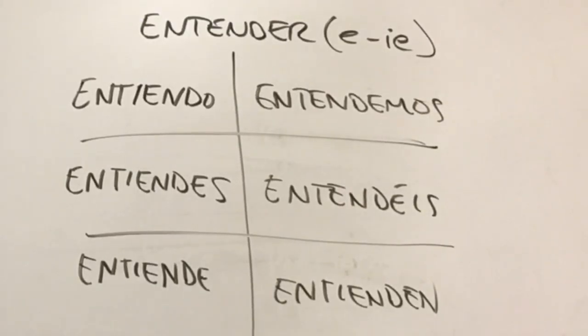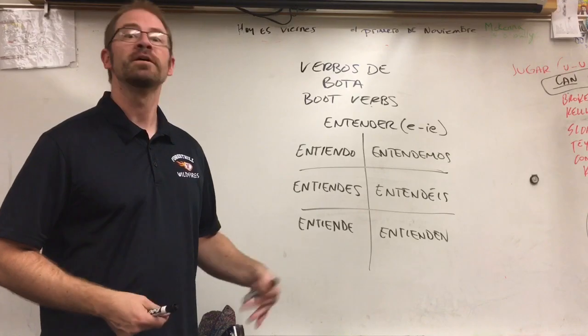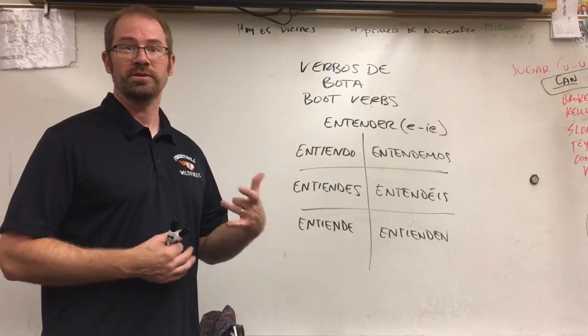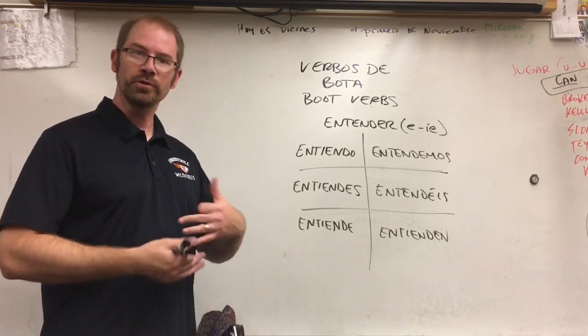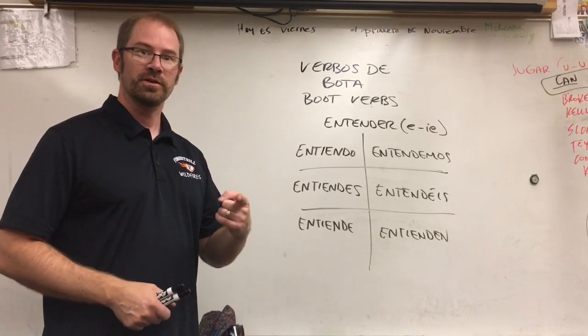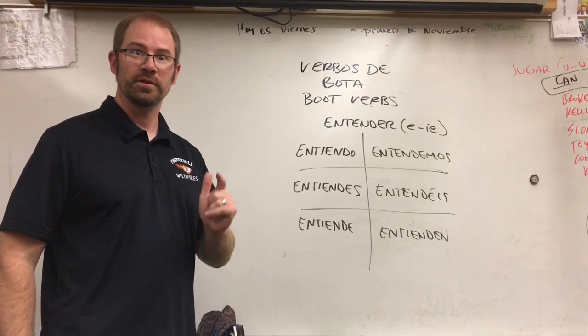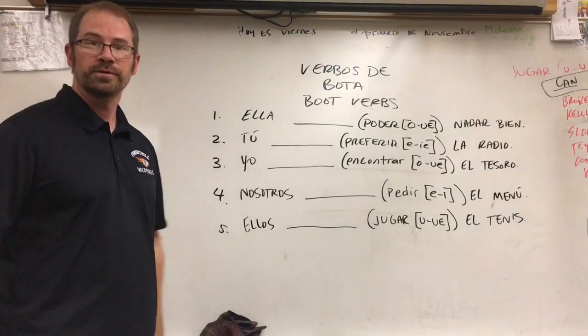What I'm going to do now is I'm going to put a practice activity on the board. I'll put 5 sentences with 5 verbs. I'll make sure to include whether or not it changes from an E to an IE or an O to a UE or whatever the change is going to be. And then you can pause the video and see if you can get those correct. So let's take a look at the activity. So here's the activity for you.